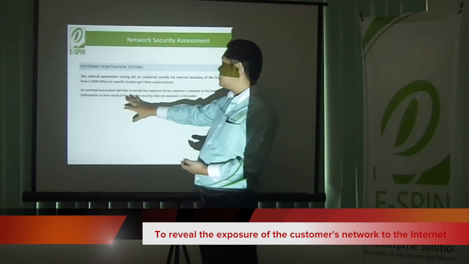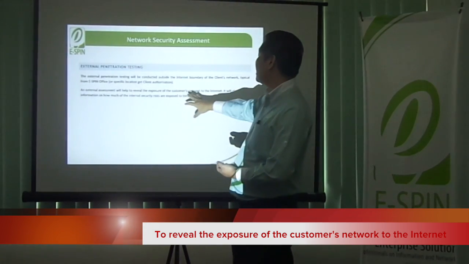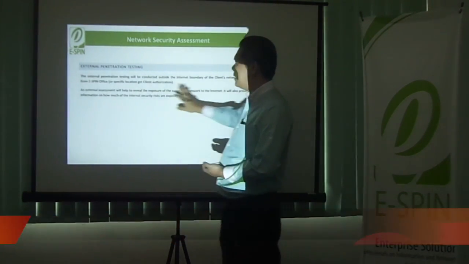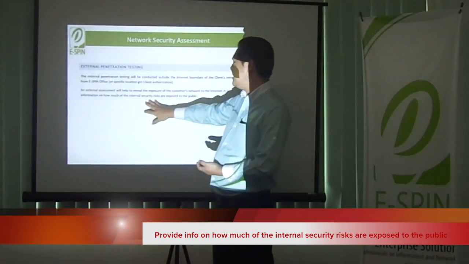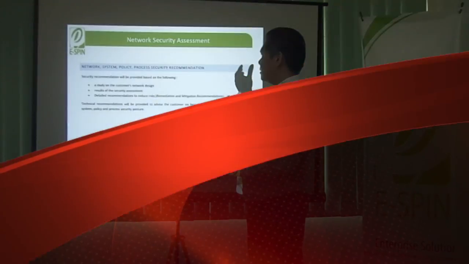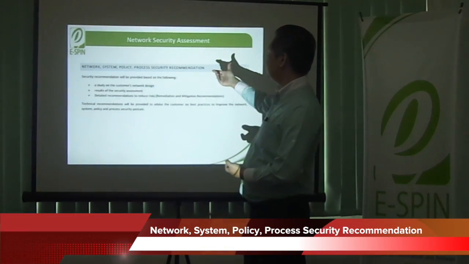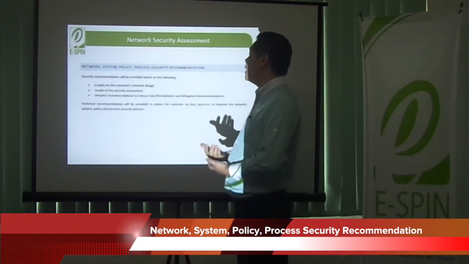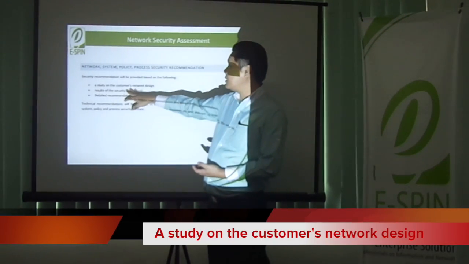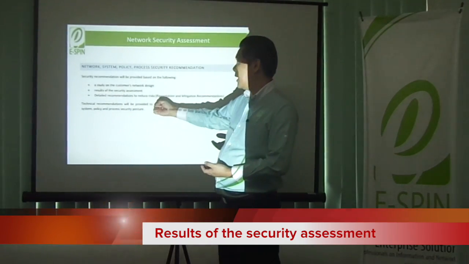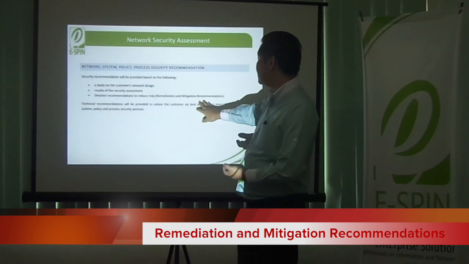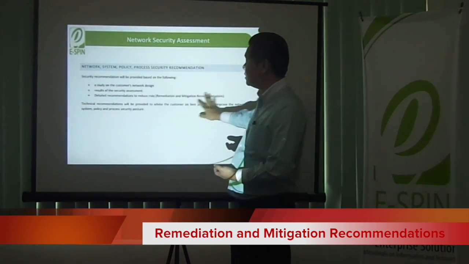So an external assessment will help to discover the exposure of the customer network to the internet. It will also provide information on how much of the internal security risks are exposed to the public. Network, system, policy, and process security recommendations will be provided based on the study of the customer network design, the result of the security assessment, and recommendations to reduce the risk and mitigation recommendations.